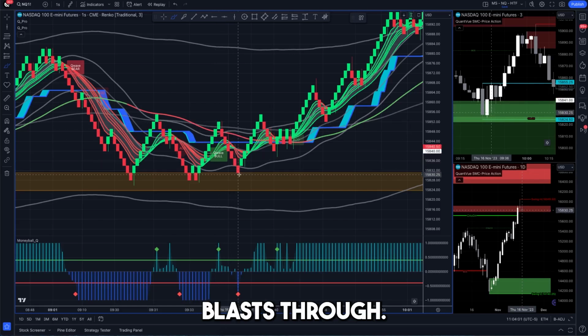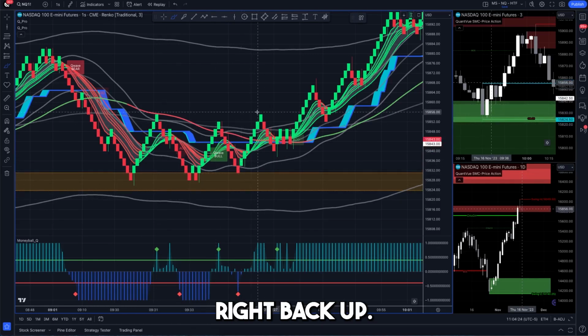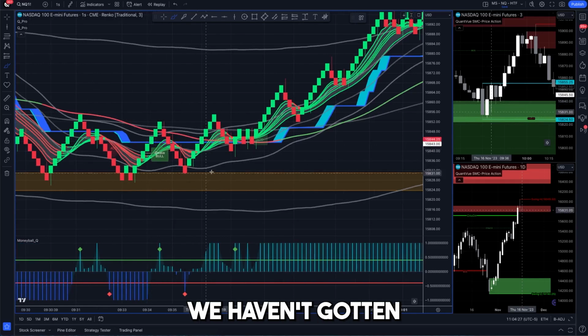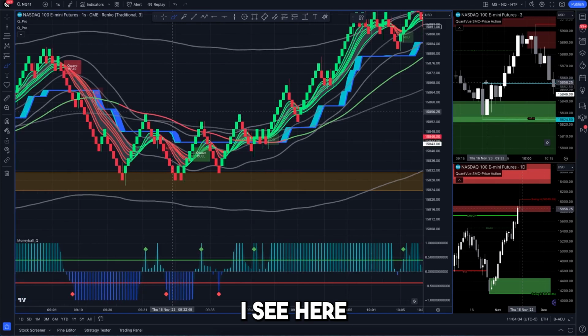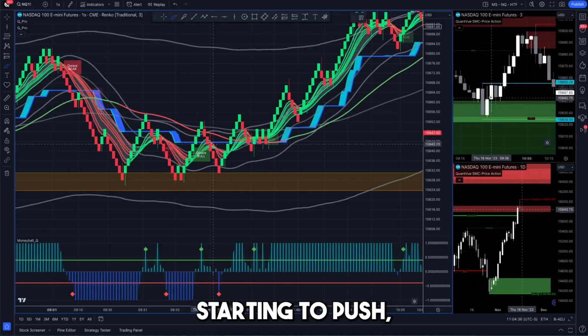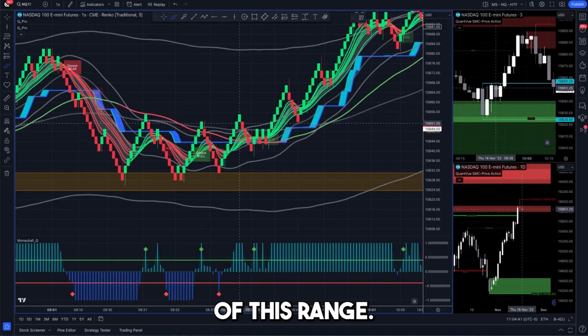So price blasts through, right? It touches this pivot point again. We push right back up. The bull alert is still in play. We haven't gotten an opposite bear print, and I'm still liking the move to the upside. I see here on the 3-minute range, we're starting to push, as you can see, up towards the upper part of this range. And then right here, this played out perfectly.